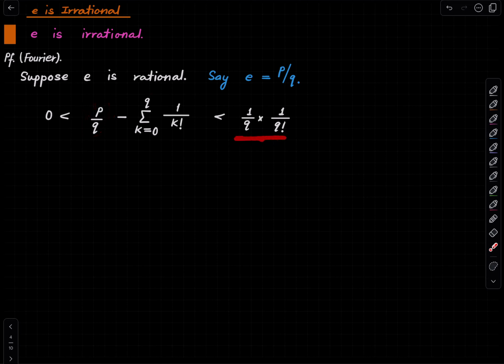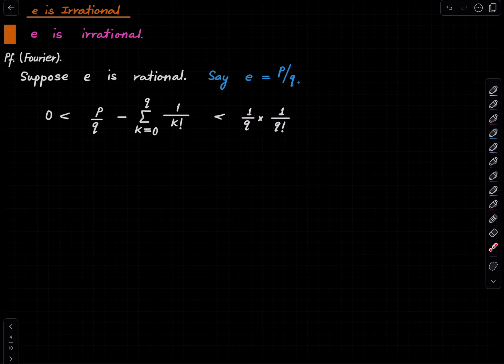But on the right side, we will see 1 over Q. So we'll end up saying that we have a positive integer. Because of this part, we have a positive integer strictly less than 1 over Q, which is, of course, at most 1. Q is, after all, a positive integer, so this is at most 1, and that will be a contradiction. So let me do the details.